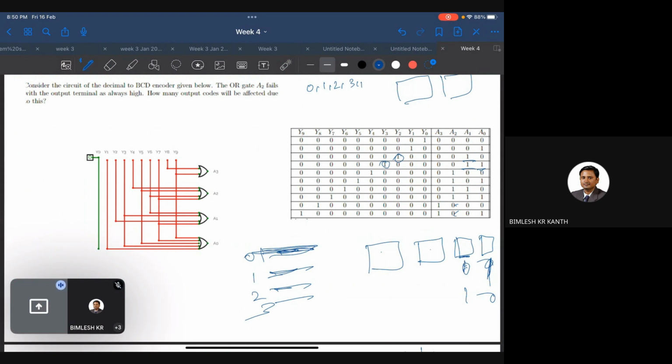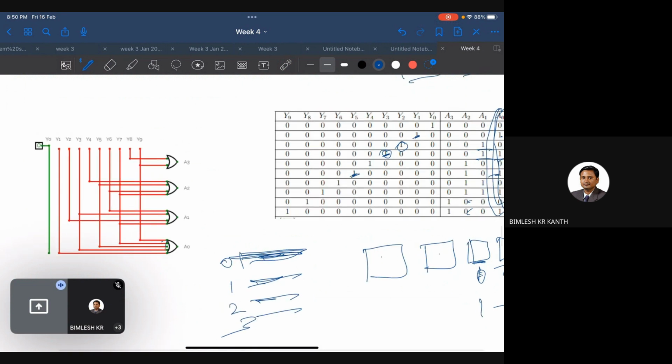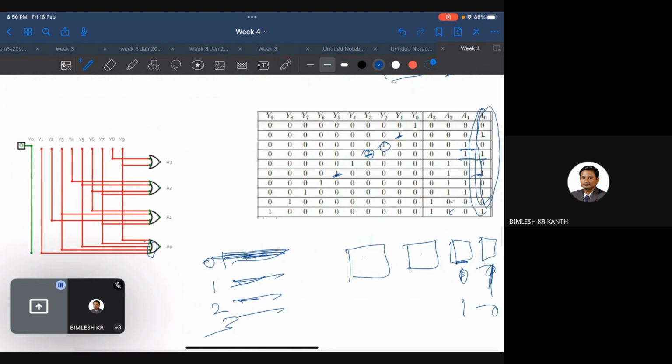Now, suppose you want to draw the A1 circuit. You can take the SOP, right? So you can see that when A0 is 1, for Y1, then you have to choose Y3, then Y5, like that. You are just taking the SOP, right? So this is how we can design the binary code decoder.